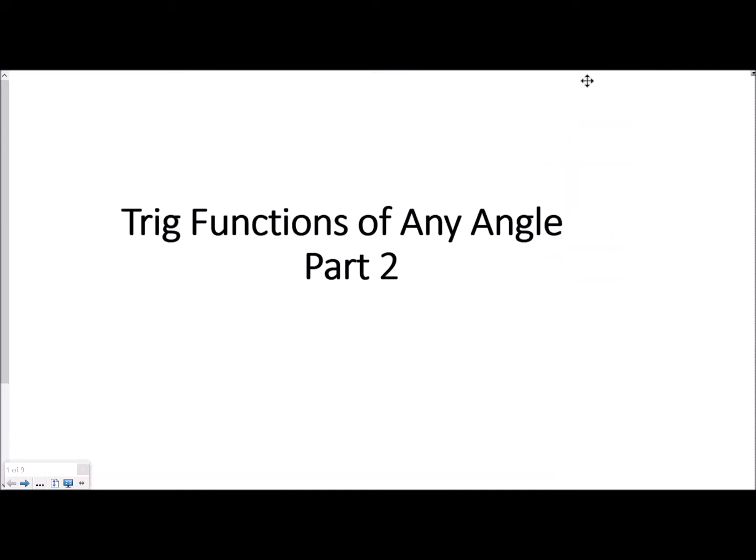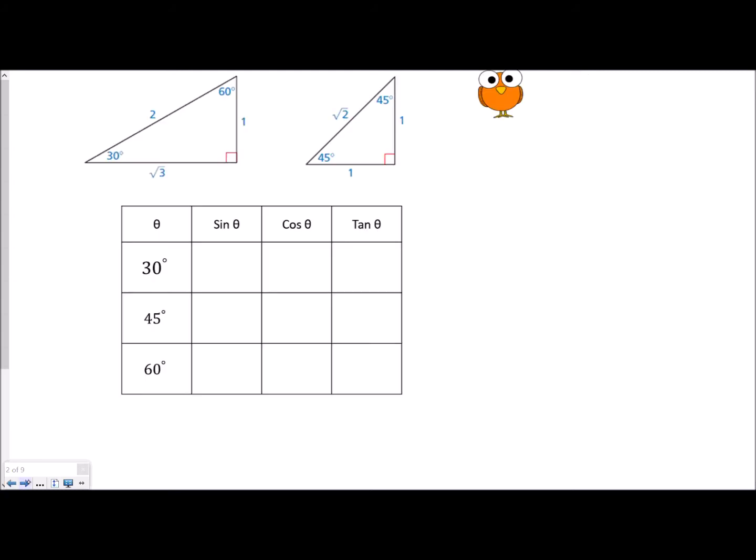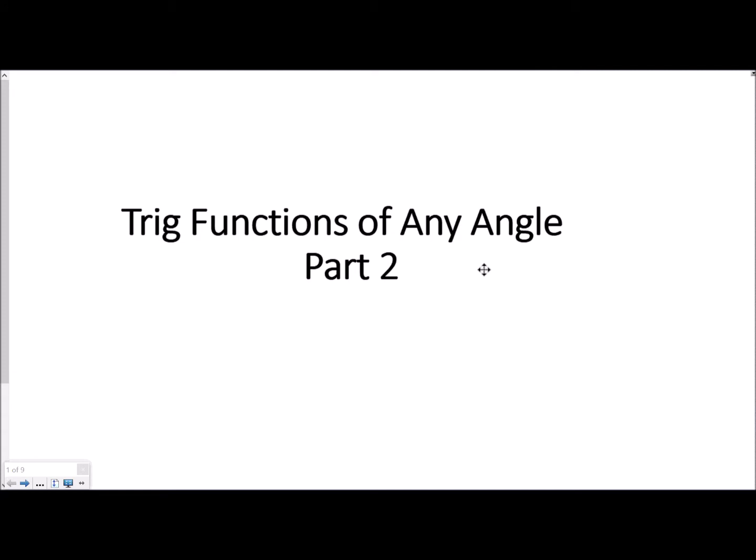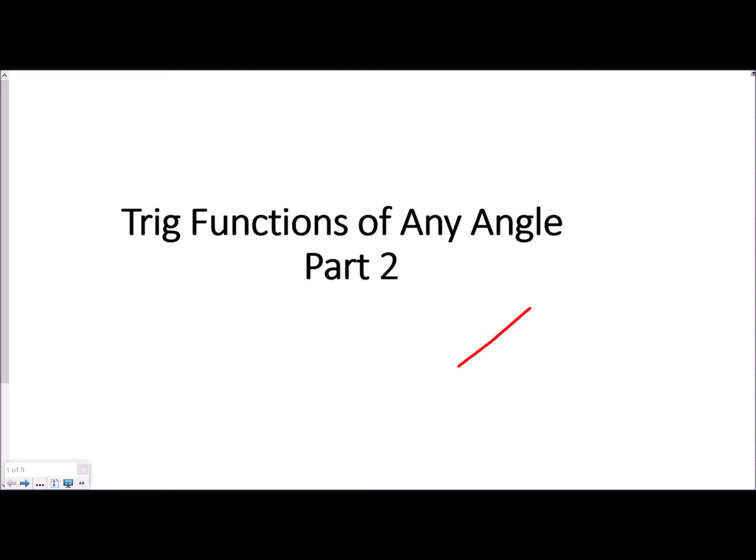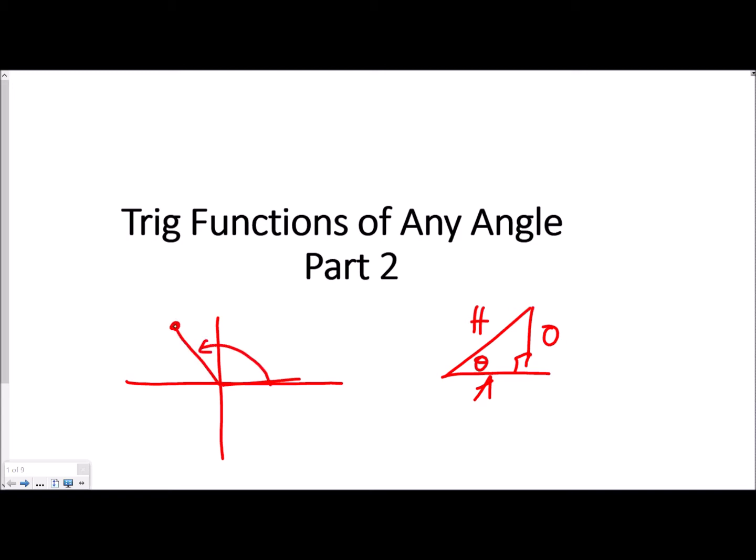Okay, here is part 2 of trig functions of any angle. So we talked in the last part about finding trig functions for angles within a right triangle, right? We have a theta here, opposite, adjacent, hypotenuse, and so on. And then last section I talked about how for any angle, if we knew a point on its terminal side, an x and a y, then that was just like your adjacent and your opposite, and you could find the trig functions for that angle.